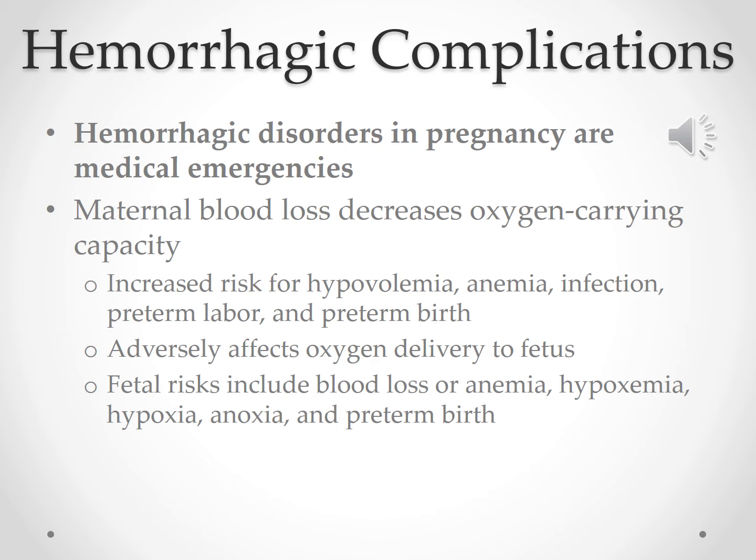infection. If you're hemorrhaging and she's not delivered, then you're at risk for preterm labor and birth resultant from that. Fetal risk will also include the blood loss or the anemia. Fetal hypoxia and anoxia, you're going to have fetal acidosis, so you're going to have a sick neonate at birth. And again, if the fetus is acidotic, then that may trigger a preterm labor and preterm birth.